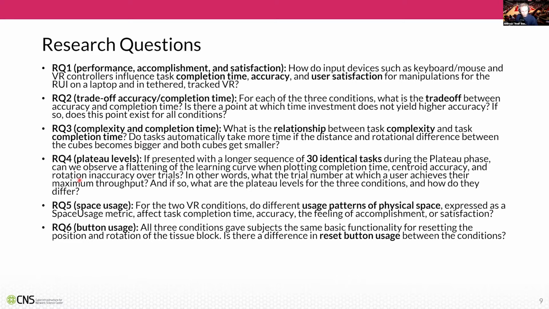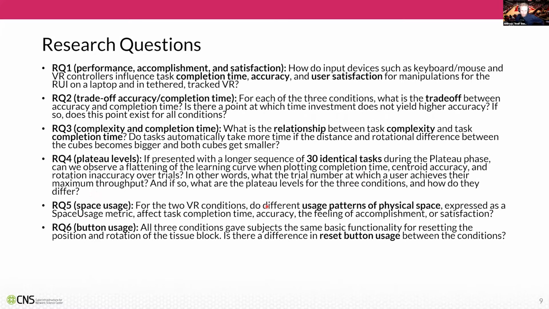Research question number four, we talk about plateau levels. In this case, we present users with a sequence of 30 identical tasks in what we call the plateau phase. We're going to talk about that in a second. Can we observe a flattening of the learning curve when we plot the completion time and other performance metrics over the number of trials? At what trial does the user achieve a maximum throughput? And how long does it take for these three conditions to get to this kind of plateau level?